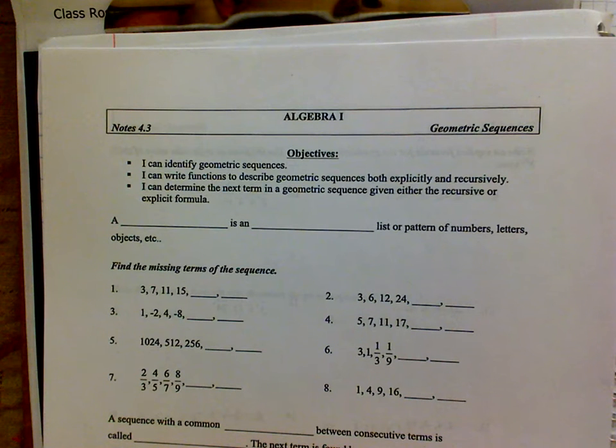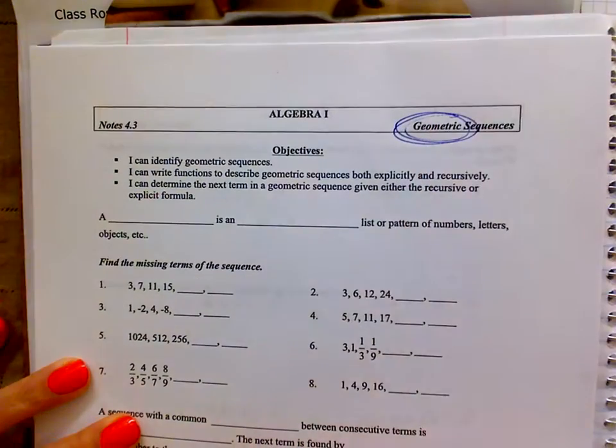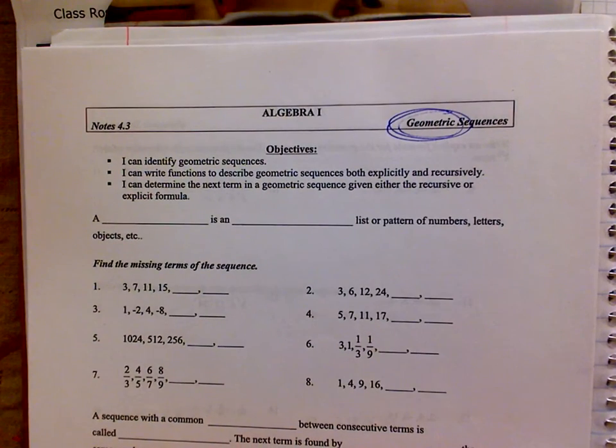All right, today we're working on the 4.3 notes, and 4.3 is geometric sequences. Previously, we've done arithmetic sequences, and that's when you keep adding the same number over and over. That same number we call the common difference. Today, in geometric sequences, we're going to be multiplying by the same number.